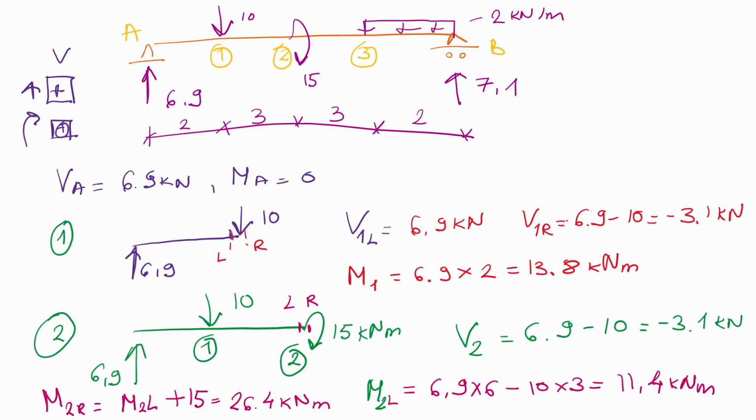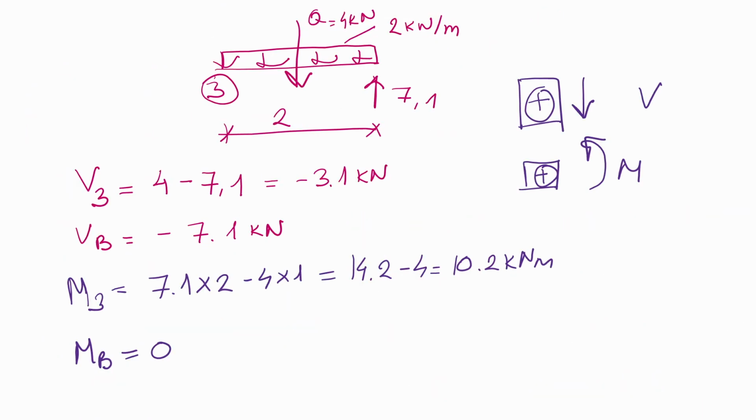And we have M2 right, so this M2L plus, we have to take into account the moment of 15, which is 26.4 kilonewton meter. So this is the moment which we obtain at point 2. Please check the calculation because I put the distance 6 instead of 5. So here you will have some differences in the calculation or the numbers, but the procedure will be the same. I don't want to go and redo the problem.